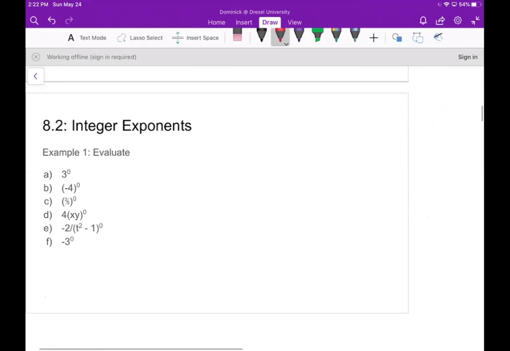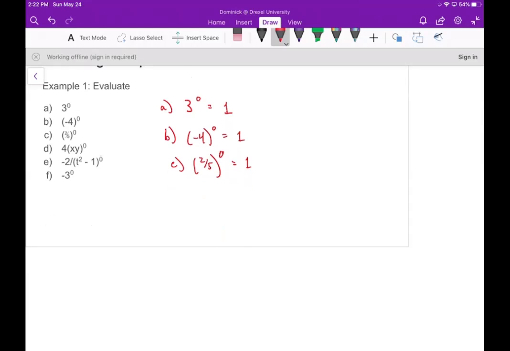Okay, so for these examples, these are all going to be fairly quick. For part A, we have 3 to the 0, and anything to the 0 power is 1. For part B, we have negative 4 to the 0. That's also 1. Part C, we have 2/5 to the 0, and that's also 1. All right, so those first three are straightforward.